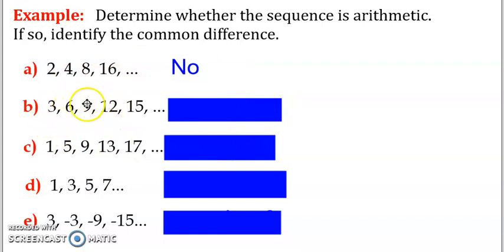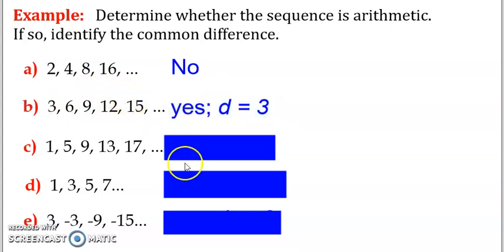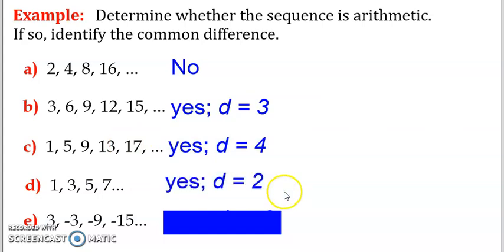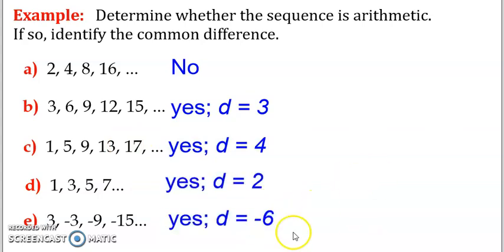3, 6, 9, 12, 15. I can only use adding or subtracting, and it has to be the same thing each time. 3 plus 3 gives me 6, plus 3 is 9, plus 3 is 12. So that works out. My common difference here would be 3. 1, 5, 9, 13. Common difference there would be 4, 2, and a -6 for the last one.